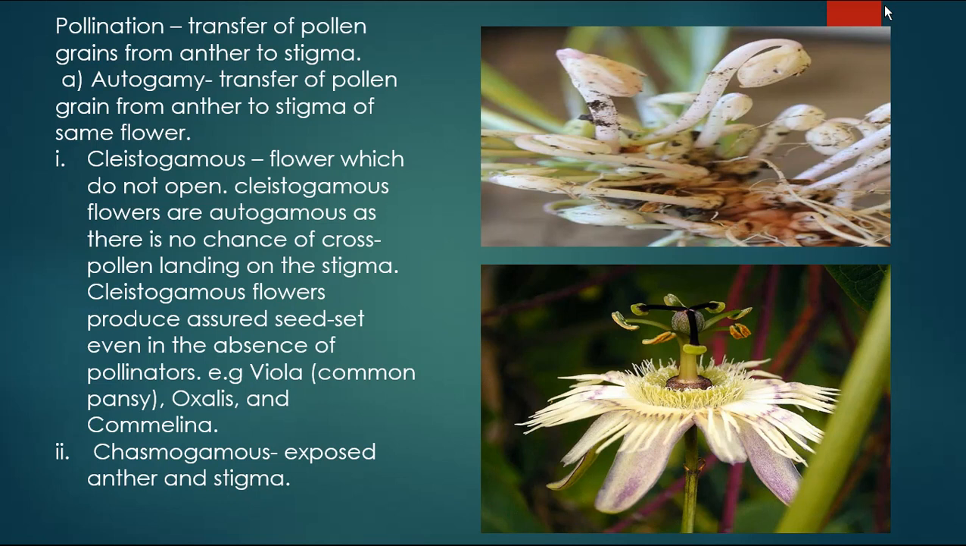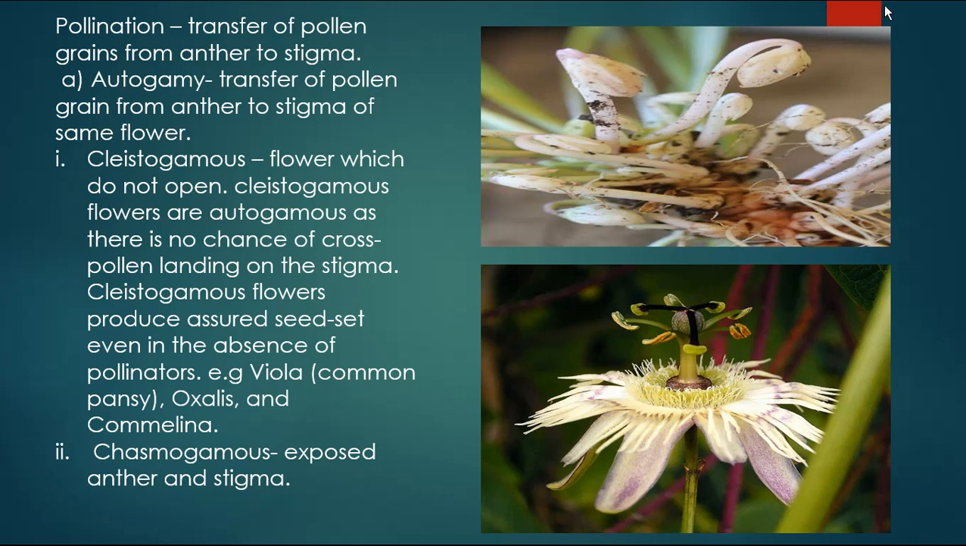In a normal flower, which opens and exposes anthers and stigma, complete autogamy is rather rare. Autogamy in such flowers requires synchrony in pollen release and stigma receptivity, and also the anthers and stigma should lie close to each other so that self-pollination can occur.